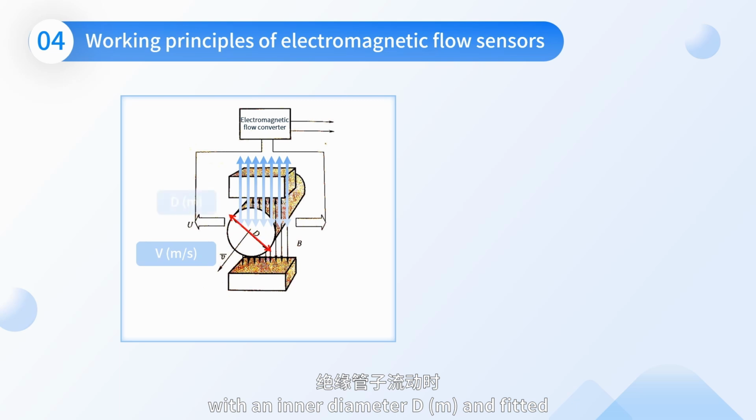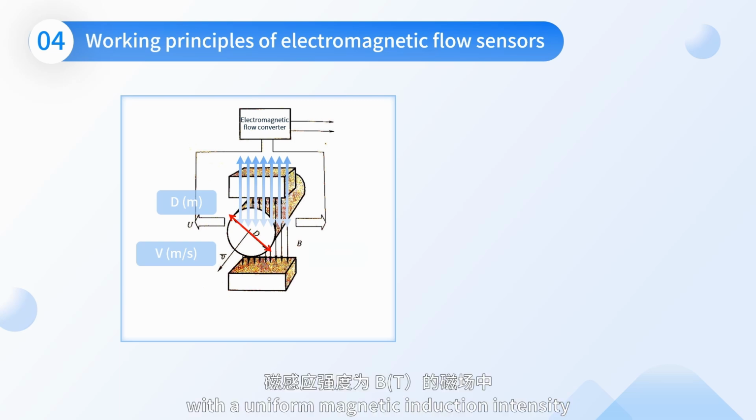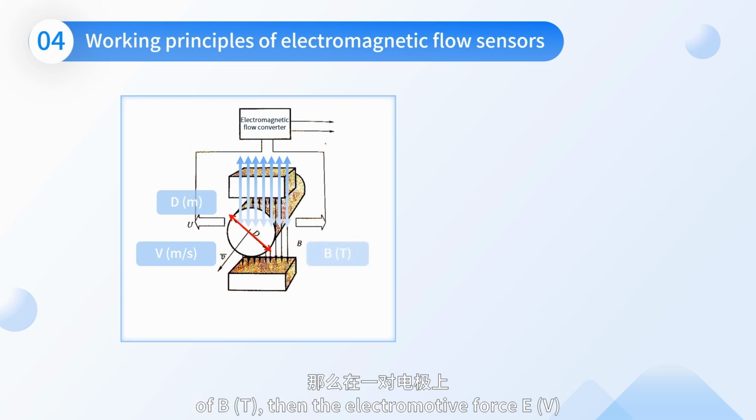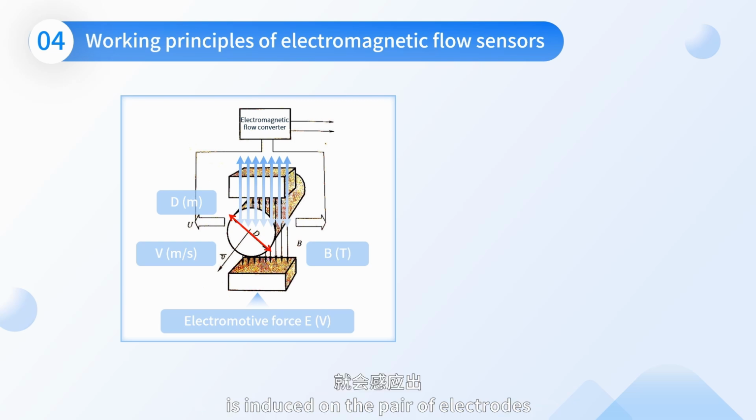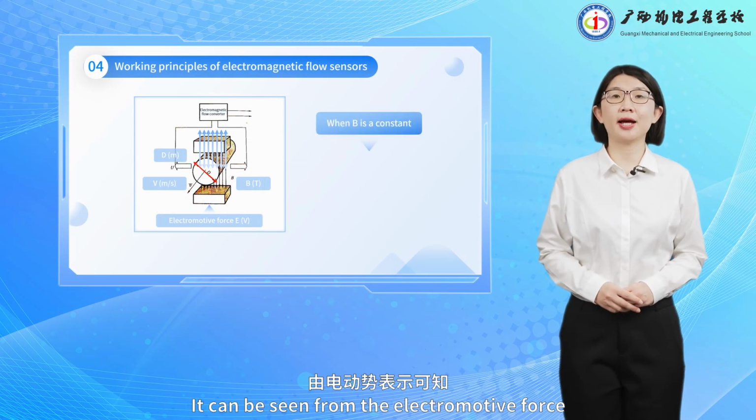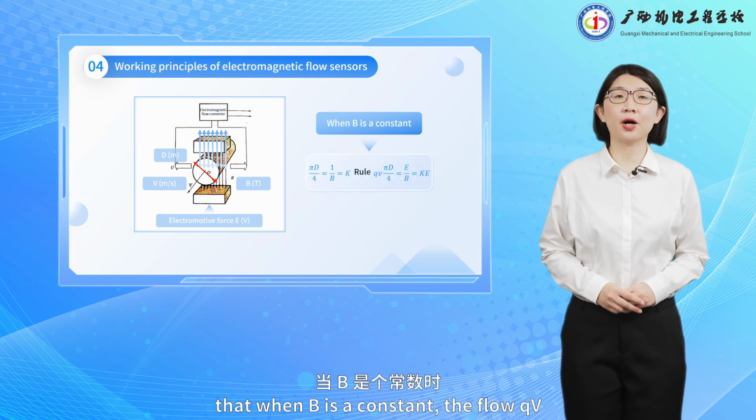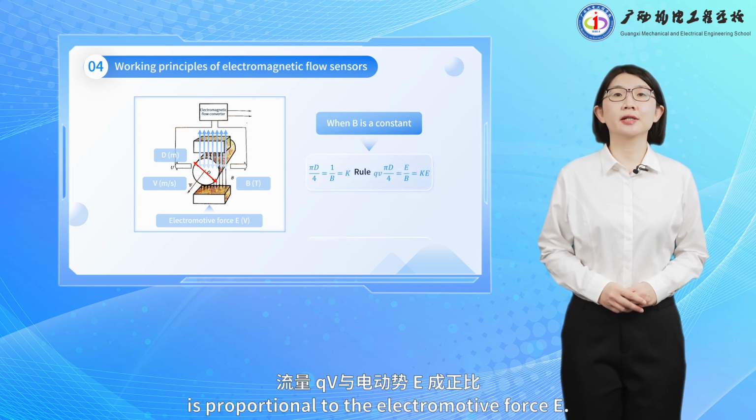When the conductive fluid flows at an average flow rate V meters per second through an insulating tube with an inner diameter d meters and fitted with a pair of measuring electrodes, and the tube is in a magnetic field with a uniform magnetic induction intensity of B Tesla, then the electromotive force E volt is induced on the pair of electrodes perpendicular to the direction of the magnetic field and the direction of the flow. It can be seen from the electromotive force that when B is a constant, the flow QV is proportional to the electromotive force E.